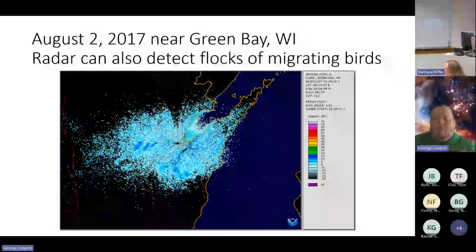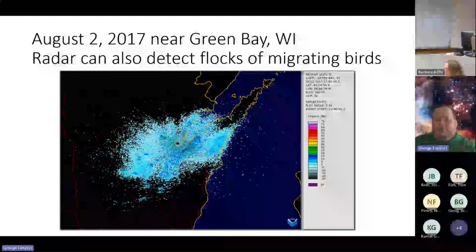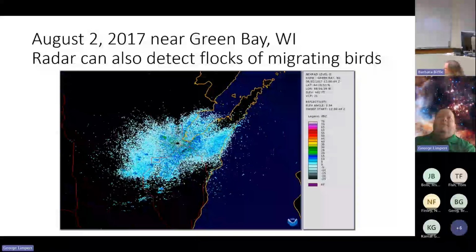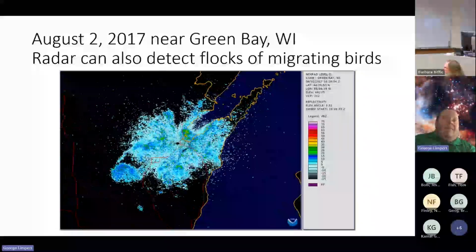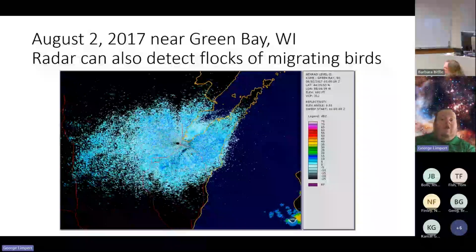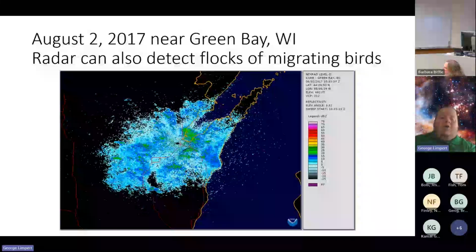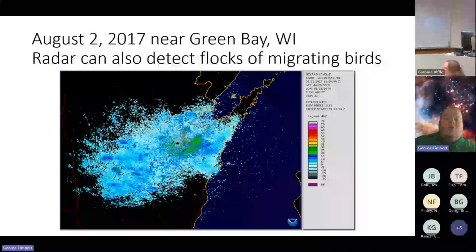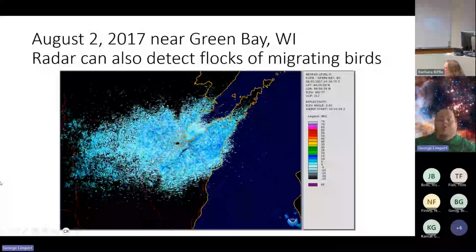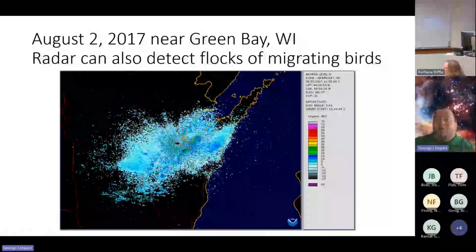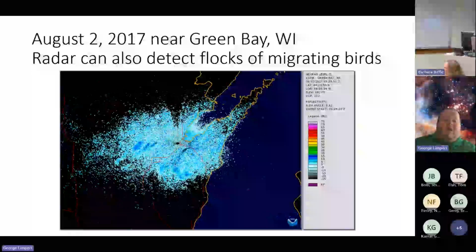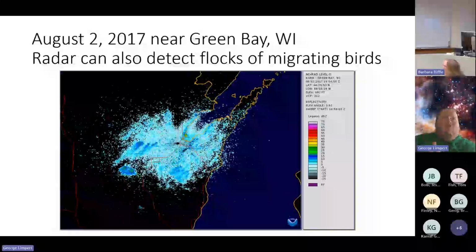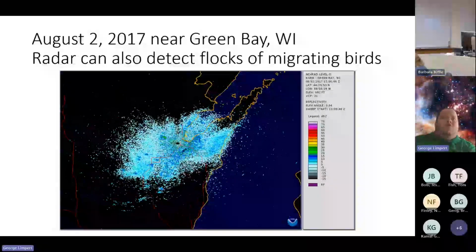And so this is early in the morning near Green Bay, Wisconsin on August 2nd, 2017. And what you're actually seeing here is some birds that are leaving where they had stopped for the night and just flying off into the air. And you can actually see that happening. And you can see other areas where the birds are streaming along or departing in the morning here. And so one of the things that we can do is try to distinguish where the birds are versus the insects and use this for tracking birds with a very fine-grained resolution of where the birds are, where they're roosting, where they're going.